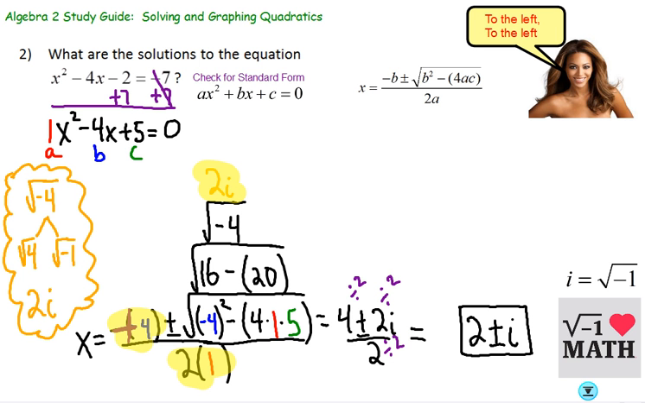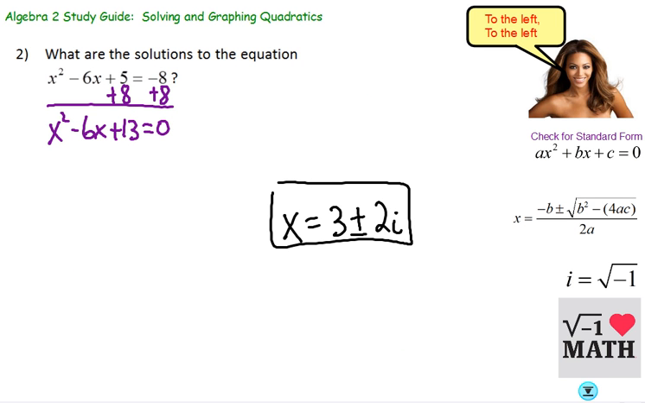All right, well, welcome back. Let's see what you got for number 2 on the right side. So it should have got x equals 3 plus or minus 2i. A lot of mistakes that get made here is, again, people forget to try to put it into standard form. So you should have had x squared minus 6x plus 13 as the numbers that were going into your formula.